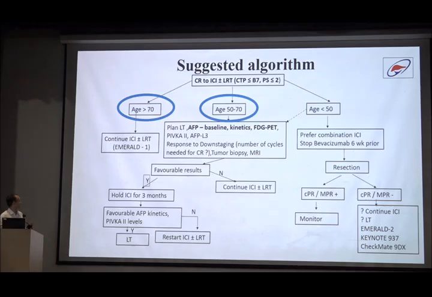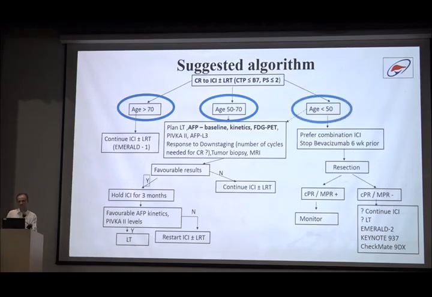If all these results are favorable, then we should hold the ICI for 3 months, the washout period which is required. And if during these 3 months the patient has shown favorable AFP kinetics and PIVKA2 levels, then we can go ahead with liver transplantation. However, if at any point these markers are unfavorable, then these patients should be continued on the ICI-based therapy with or without local regional therapy.